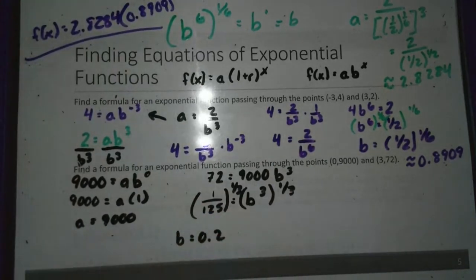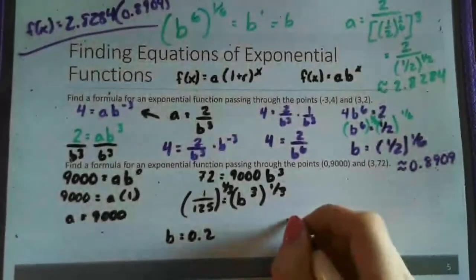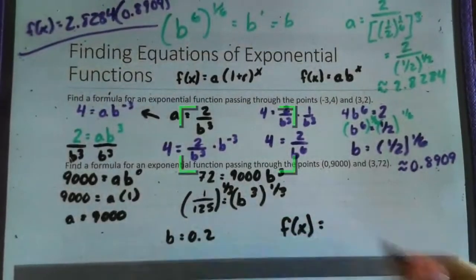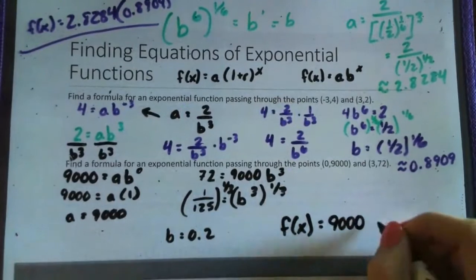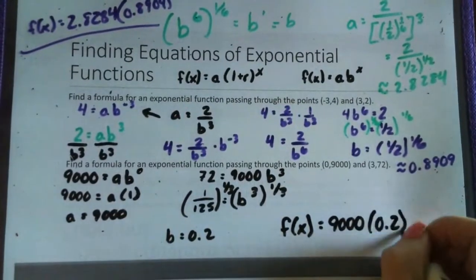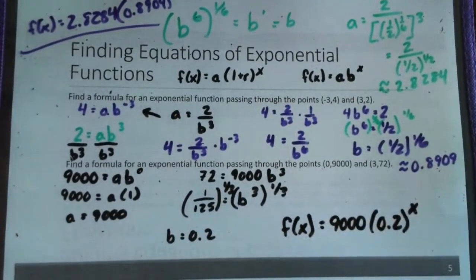I now have a and b, so I can write my formula. We'll have f of x is equal to my a value, 9,000, times my b value, 0.2, raised to the x. A little bit nicer this time around. Glad we didn't have to go through all those steps again. But hey, it's good practice.